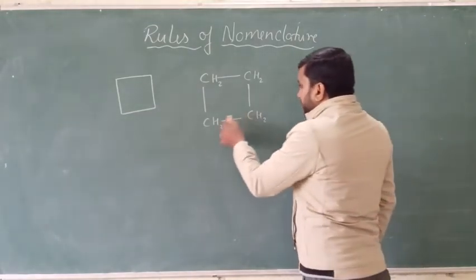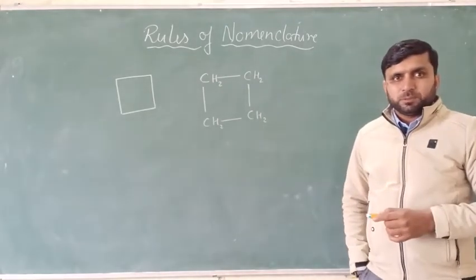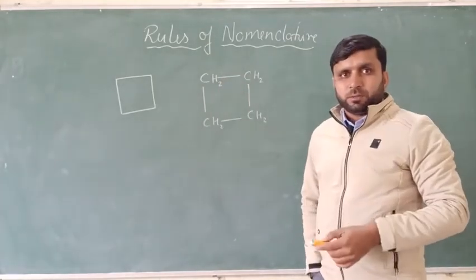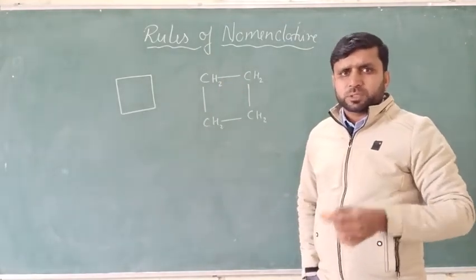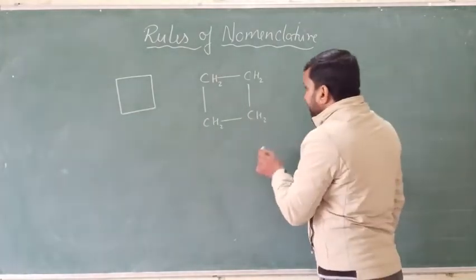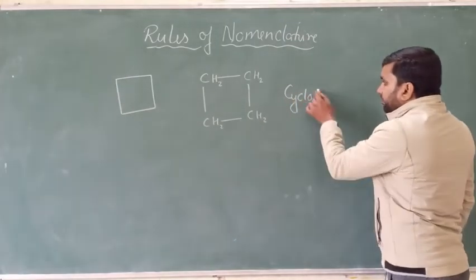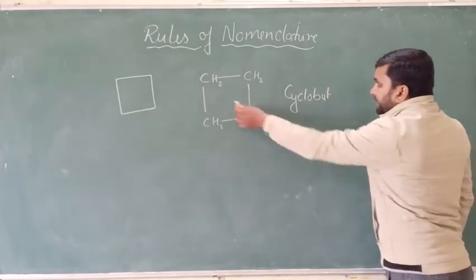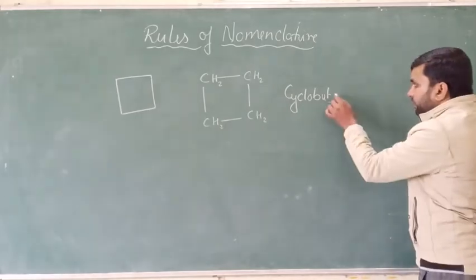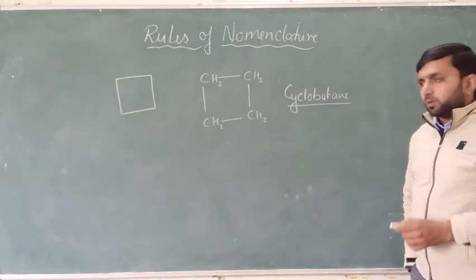See, there are a total of 4 carbons, so the root word will definitely be but. But for writing the name of a cyclic compound, the term cyclo will be used before the root word. It is a 4 carbon compound, but. It is an alkane because all the carbons are joined together by single bonds, so ane. Cyclobutane, this will be the name of this compound.